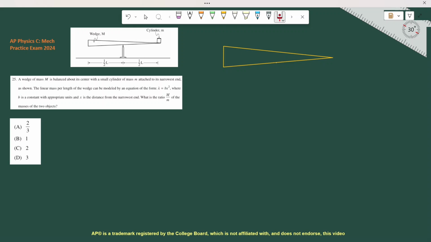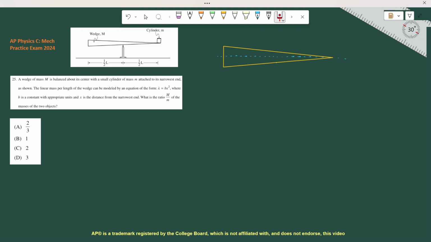Hi, this question is about the wedge, which is balanced from its middle. But remember one thing, the mass of the wedge is not uniformly distributed over an axis. For example, if I assume this is an axis, the minimum mass is located over here, whereas the maximum mass is located on this part.